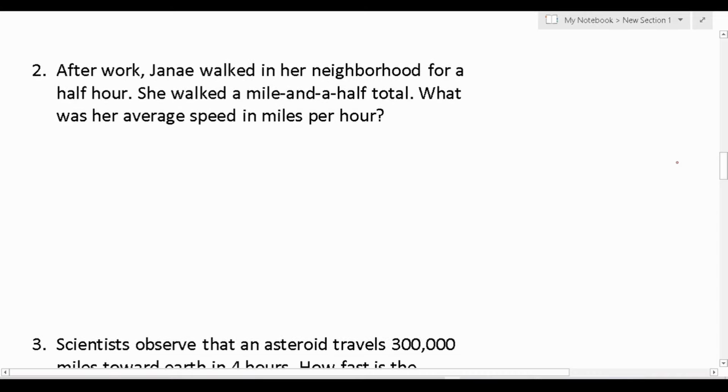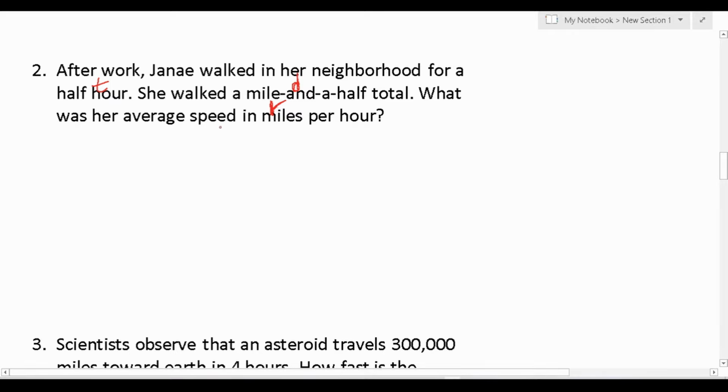It says, after work, Janae walked in her neighborhood for a half an hour. She walked 1.5 miles in total. What was her average speed in miles per hour? So let's start by identifying what this problem gives us, as well as what we're being asked to solve for. She walked for a half an hour, so that's going to be our T for time. Moreover, she walked 1.5 miles in total, so that's going to be our distance. And we're being asked to solve for her average speed in miles per hour, so that's going to be our R. We want to figure out how fast she walked that distance given that time.